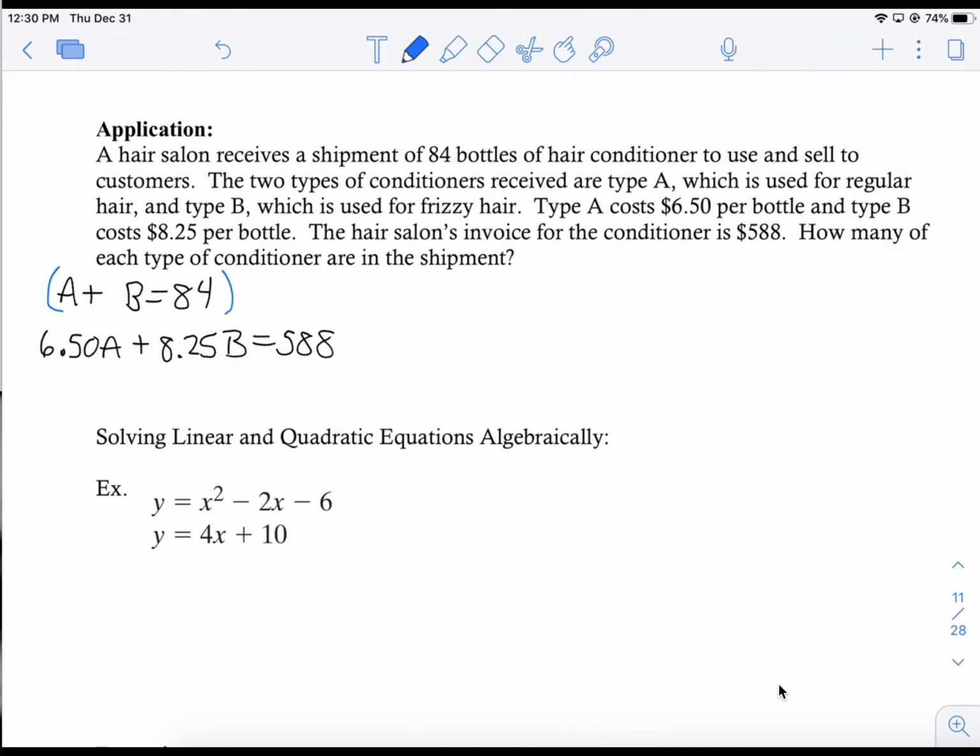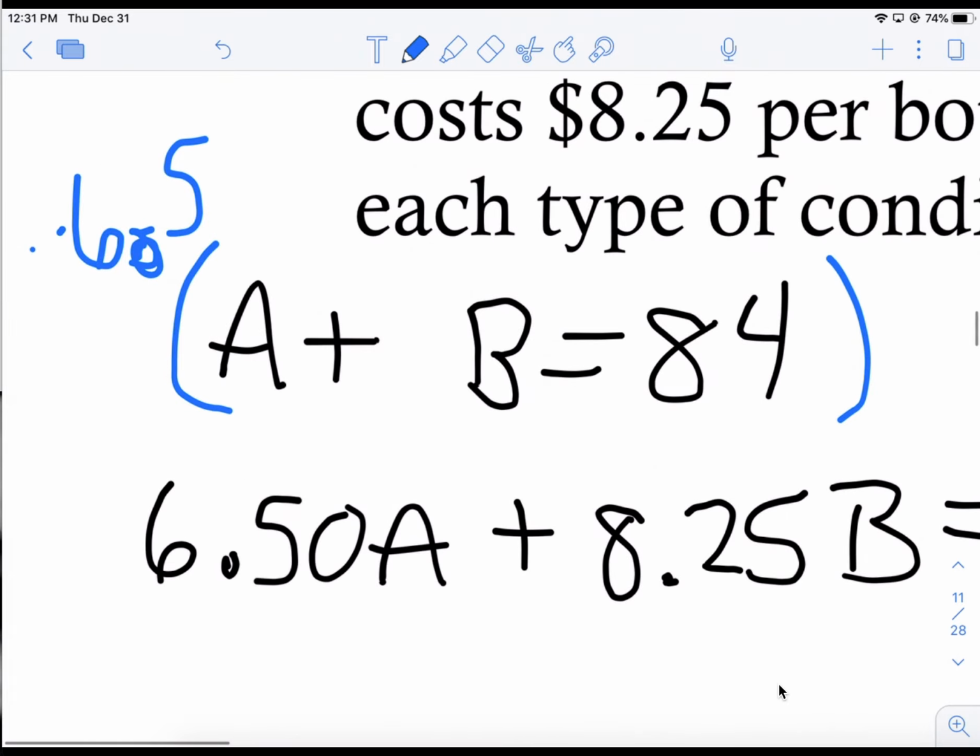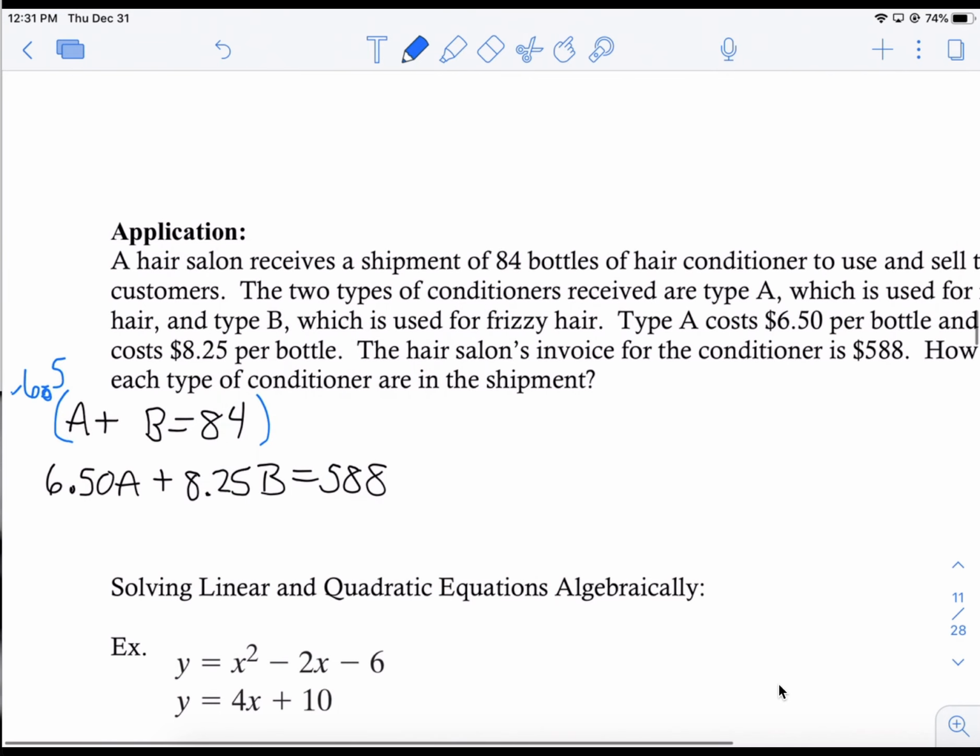All right, on this problem, it does not matter who you cancel. You could cancel out the A's or the B's. For me, to keep my number smaller, it makes more sense to multiply by 6.5 than to multiply by 8.25, okay? So I'm going to multiply by 6.5, but the trigger here is I have to make sure it's a negative 6.5 here. Oops, let me see if I can make that negative. There we go. Has to be a negative because if it's not negative, they're not going to cancel.